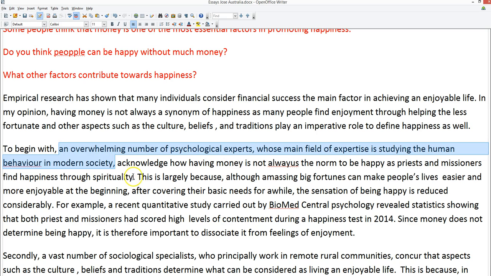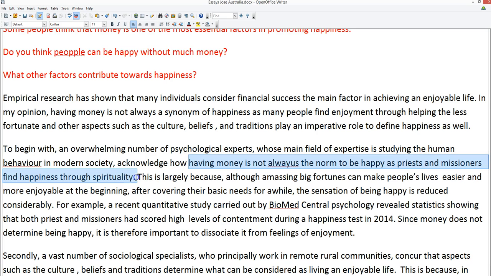Too complex. Look at that sentence. Look at that. I don't mean that I'd be happy it's pre-submission. Oh dear. Far too long and complicated, not complex in IELTS terms. So what you need to begin with, having money is not always the norm to make us happy. Now this next bit looks like an example. Priests and missionaries. So that shouldn't be there in any case. So the introductory sentence for this paragraph here should be something like, to begin with, having money is not always the norm to make people happy. That's it. That would be fine.